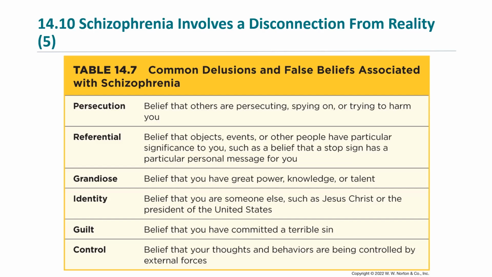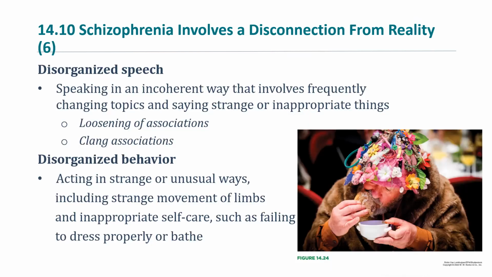Okay, let's go on here. Two more positive symptoms are disorganized speech and behavior. With disorganized speech, it's speaking in an incoherent way that involves frequently changing topics and saying strange or inappropriate things. A couple of specific types are listed. Loosening of associations is a person skipping from topic to topic.